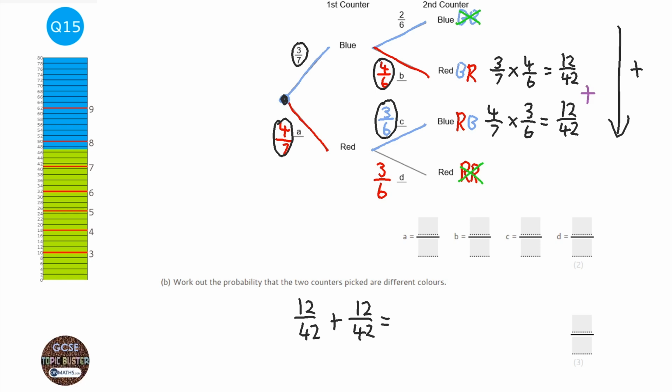So we're going to add the tops together, which is 24 over 42. So it's half top and bottom, and let's cancel it down now. 12 over 21, and I think I can divide them both by 3. So it'd be 4 over 7. So my answer is 4 over 7.